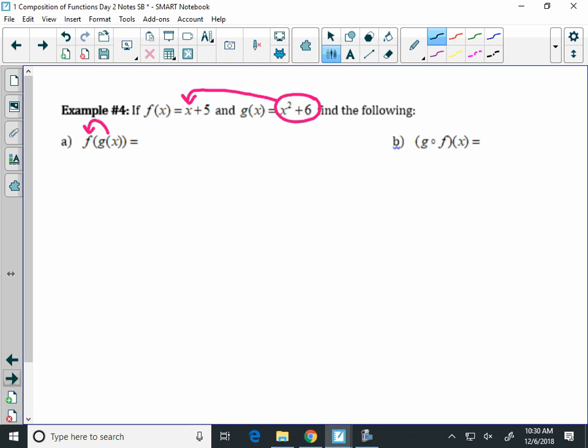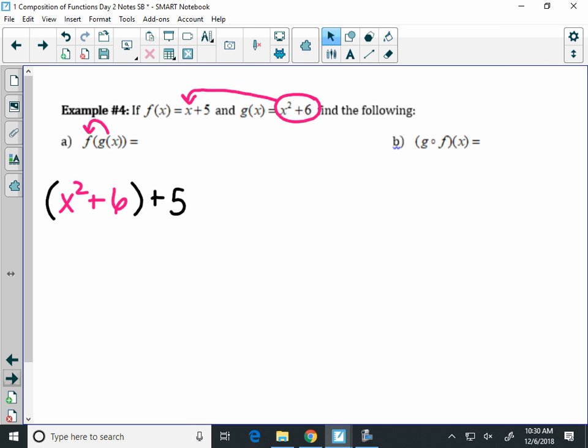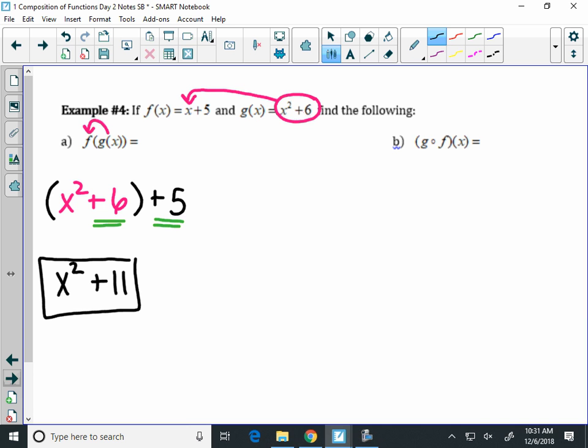So if you need to, let's say that x is our parentheses, that's what's changing, plus 5. The plus 5 does not change from f. Now into those parentheses is where you're going to put the x squared plus 6. Now there's no distributing to do here, you just have to combine like terms. The 6 and the 5 combine with each other to become x squared plus 11. And that is the equation f of g of x. You made a new equation here.